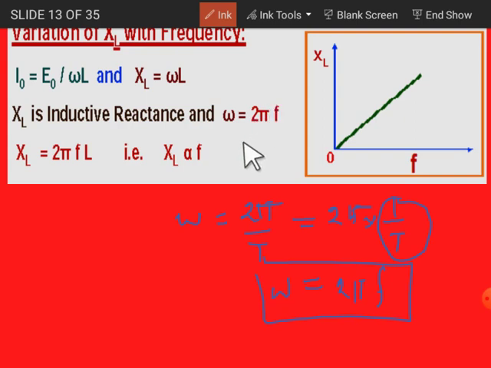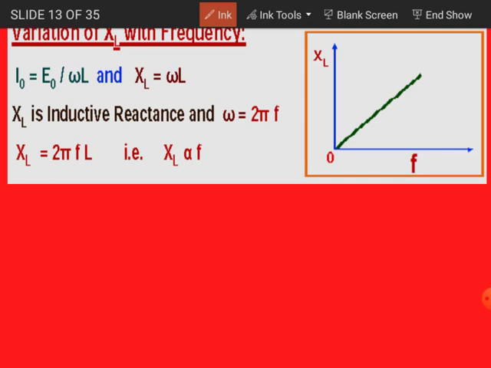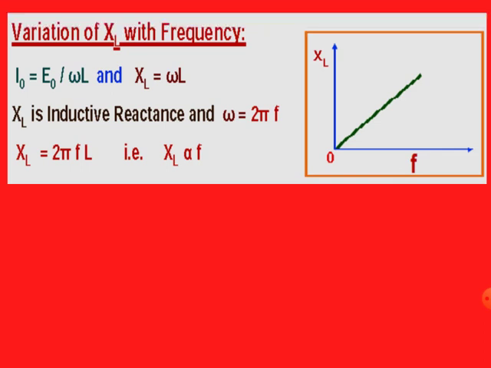So that means if you try to correlate this inductive reactance with frequency, the 2 pi and L are all constant for that particular inductor. So XL is directly proportional to frequency. If you draw a graph between the inductive reactance and the frequency of the AC source, it will be directly proportional. And we know that for direct proportionality, the graph is always a straight line passing through the origin, right?